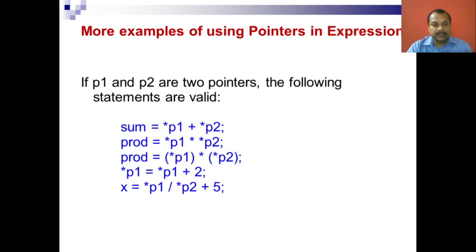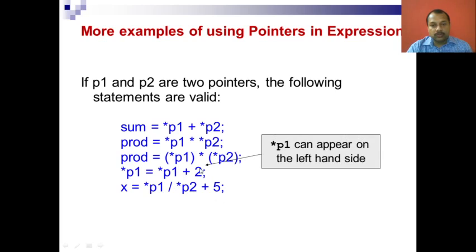then you can put them in parentheses to indicate that star p1 is one pointer content and this is another one. This is allowed: star p1 equals star p1 plus 2 is allowed. Star p1 divided by star p2 is allowed, and this p1 can appear on the left hand side also. That we also demonstrated in the earlier examples.